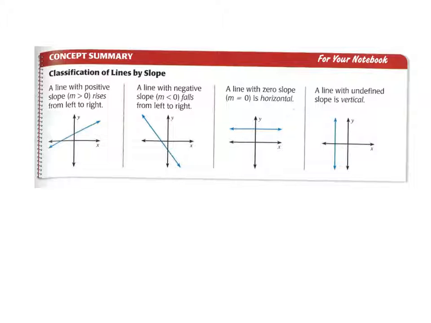And a vertical line will always have an undefined slope because the run on a vertical line will always be 0. Because the x direction isn't changing at all, we actually don't have a number that can represent this. We just say it's undefined.